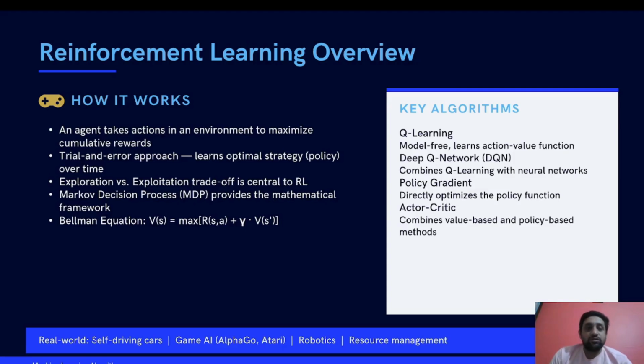The process involves concepts like states, actions, and rewards and is often modeled using Markov decision processes. The Bellman equation helps in determining the optimal strategy by evaluating future rewards. Popular algorithms in this domain include Q-learning, deep Q networks, policy gradient methods, and actor-critic models. Reinforcement learning is widely used in applications such as robotics, gaming, and self-driving cars.